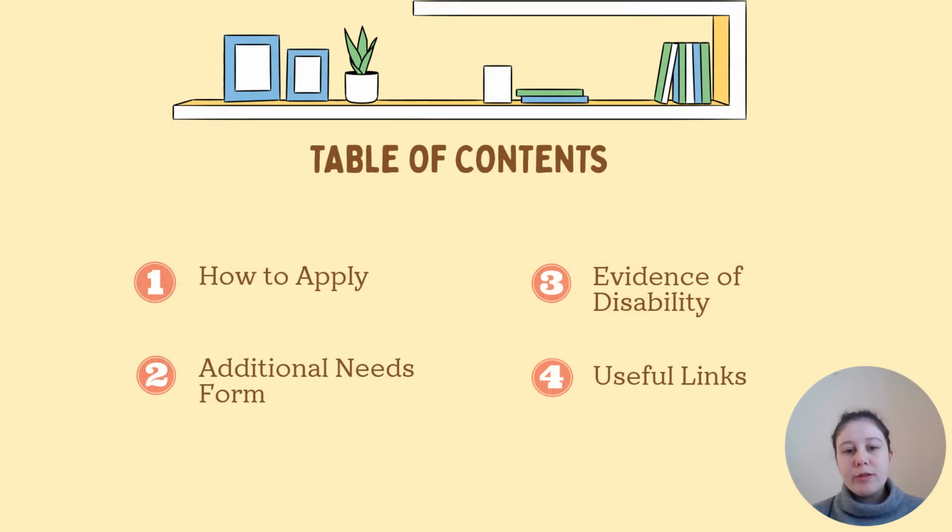So what we're going to cover in this information session is how to apply for campus accommodation or for accommodation in Trinity Hall, the additional needs form. This is the extra step to apply due to the impact of disability. We're going to talk about the need for evidence of disability, and then I'm going to share with you some useful links.